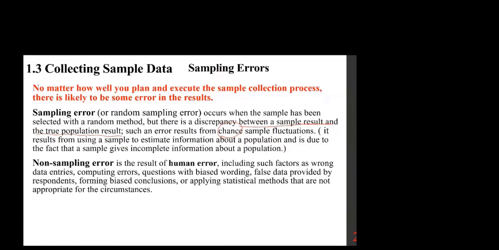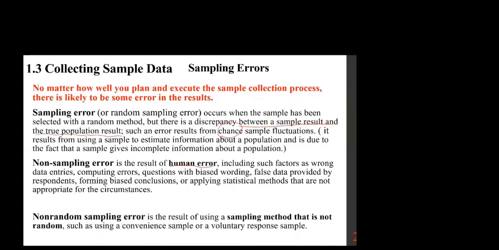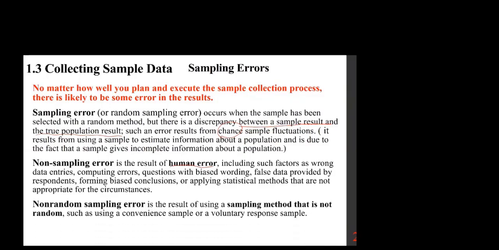How about this one? Non-sampling error is the result of human error, including such factors as wrong data entries, computing errors, questions with biased wording, false data provided by respondents, forming biased conclusions, or applying statistical methods that are not appropriate for the circumstances. Finally, non-random sampling error is the result of using a sampling method that is not random, such as using a convenient sample or a voluntary response sample.